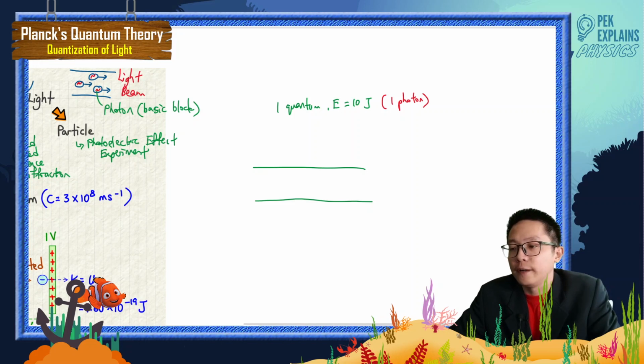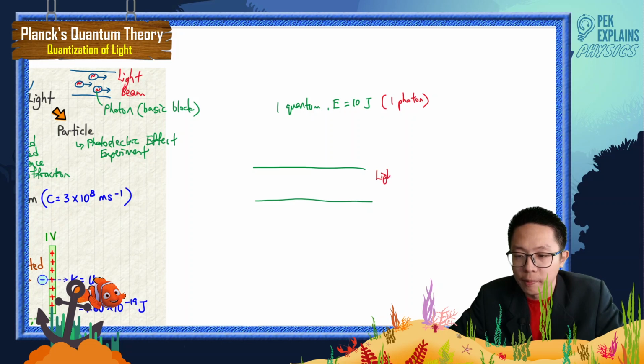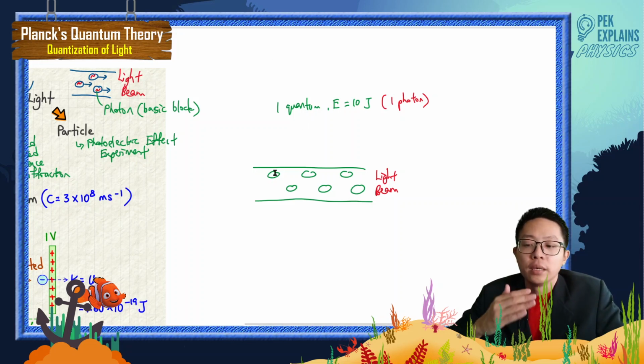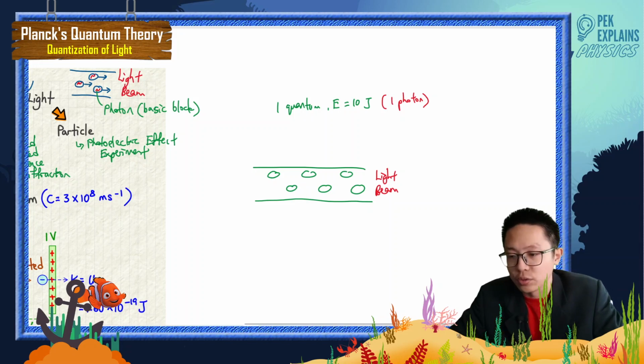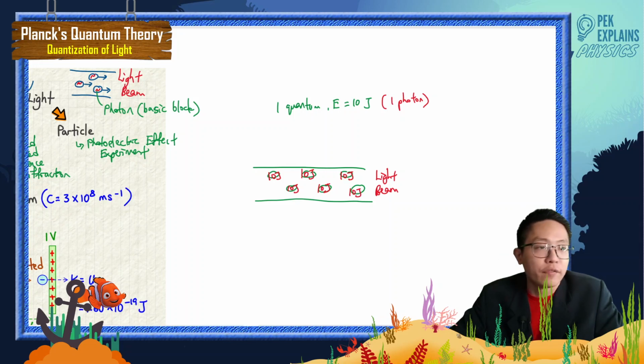So we can say that this is the whole light beam. Each photon carries how much energy? One quantum of energy. One quantum means each of them has the same amount of energy: 10 joule, 10 joule, 10 joule, 10 joule. None of them has more energy than the other. They all have an equal amount.